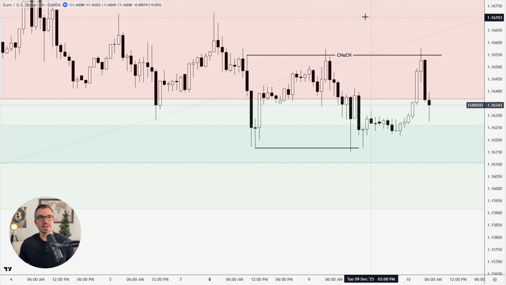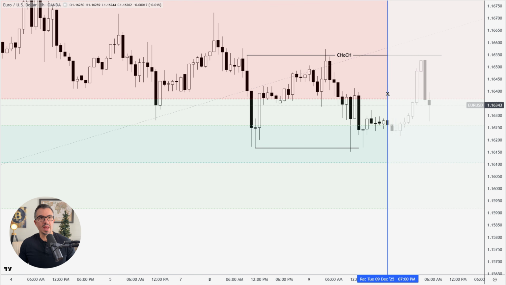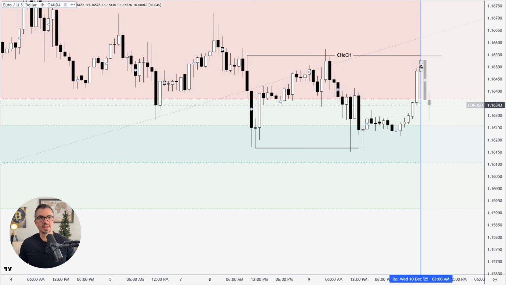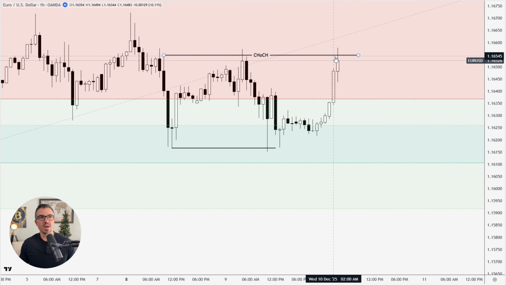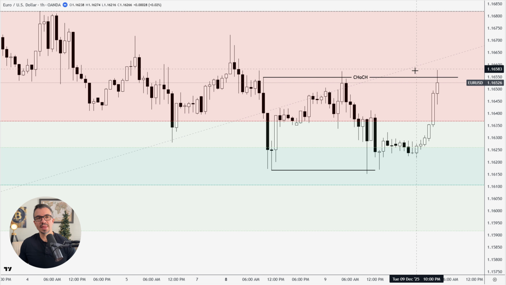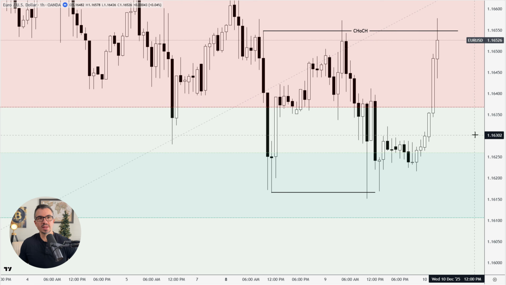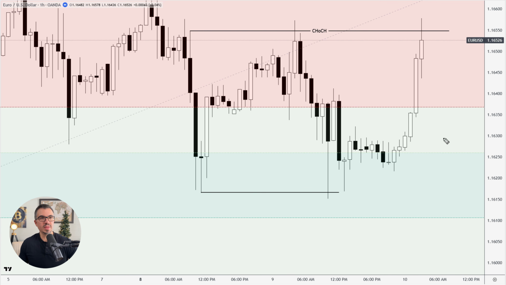But what you would notice is if I go back here and snap it right here to this candle, this technically is where we got the 15-minute change of character. You can't see it on the hourly, but on the 15-minute, this was a confirmed change of character. Now, as soon as we get that, if I go back to the hourly, you'll notice that we have these 2 candles completely untouched.